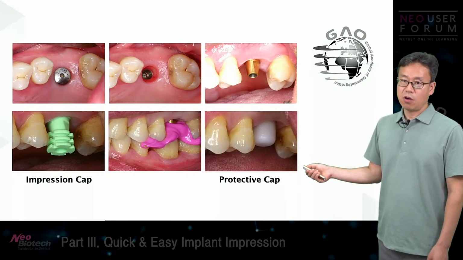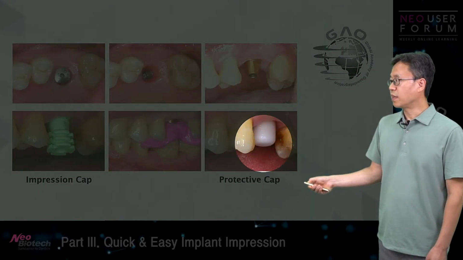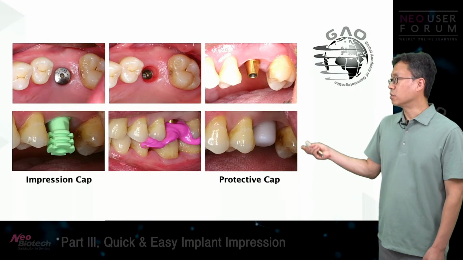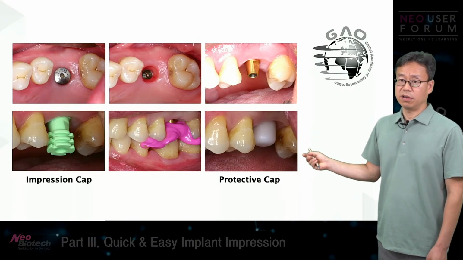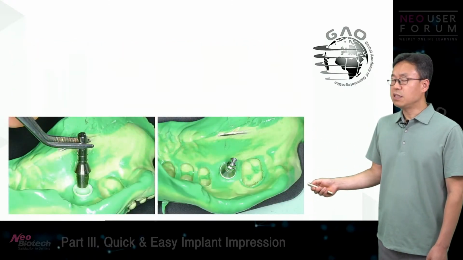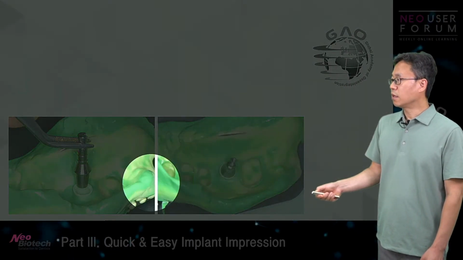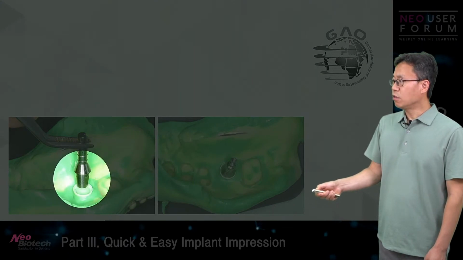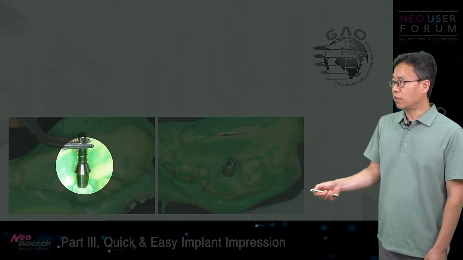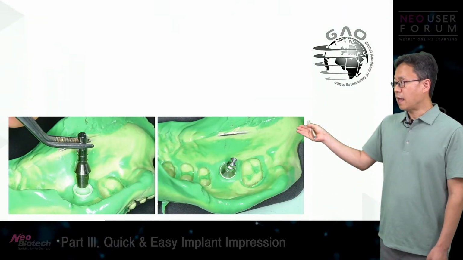And when the patient goes home, the patient has something called a protective cap. Sometimes they don't even need this. Sometimes they can just have the temporary on or have nothing on at all. So the patient goes home, and in the meantime in the lab, the lab technician connects another stock abutment with the lab analog. They connect them together and then put it into this plastic cap and then pour a stone.